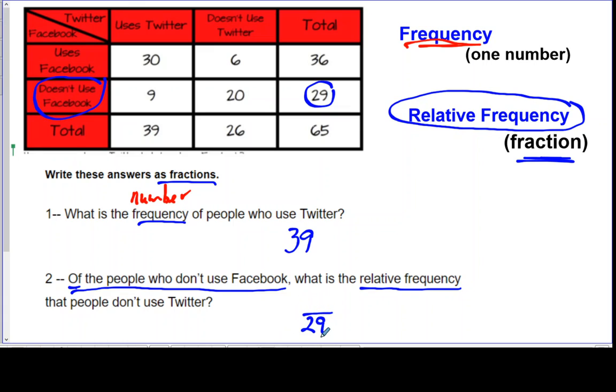So we want to know, out of these 29 people, how many of them also don't use Twitter? So out of these 29 people who don't use Facebook, now I need to look at the 20 or the 9 and decide which one of those is the correct number. It says don't use Twitter. Doesn't use Twitter is right here. So that would represent the 20. So 20 over 29 is your answer for number 2.